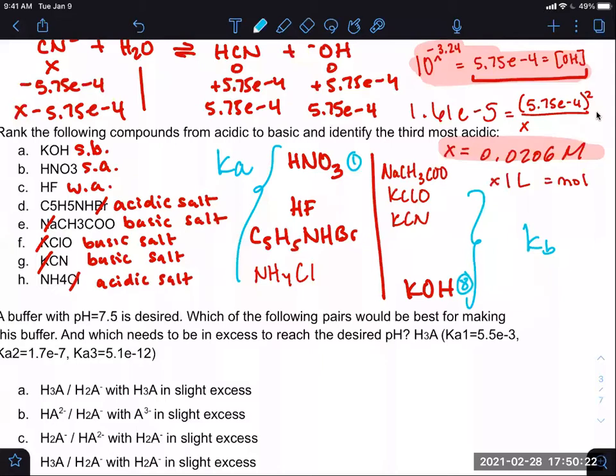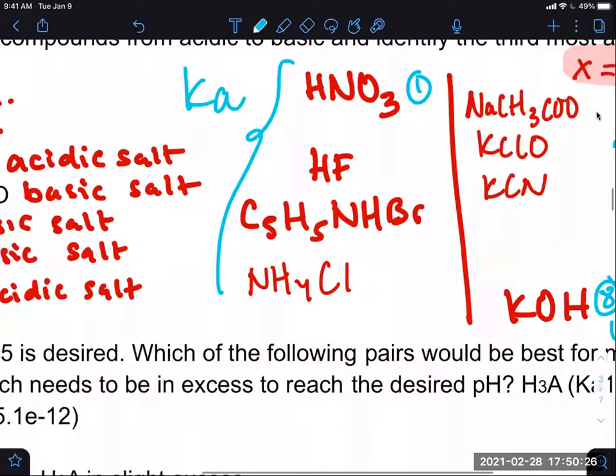Okay, so you'll just rank them by Ka values if they're on the acidic side, right? So this will be 7.2 E negative 4. This one you'll have to convert the Kb into Ka. Let me see. Once you do that, you should get, oh my God, it's so small. 5.88 E negative 6.